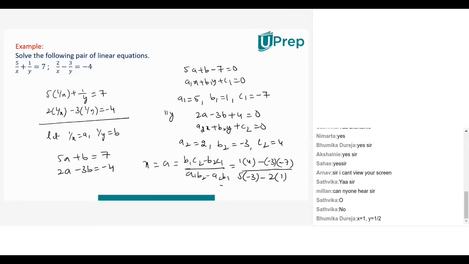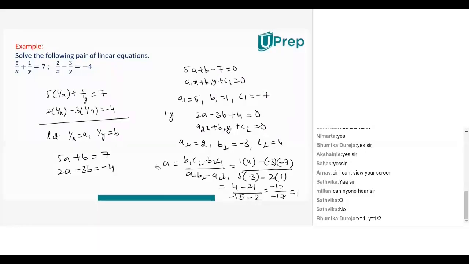If you solve this, clearly 4 minus 7 into minus 3 is minus 21 plus 21. This is minus 15. Let me make some space. Minus 15 minus 2, minus 2 you get. So in the numerator, 4 minus 21 is minus 17. And the denominator is also minus 17. So what is the value of a? It is 1.